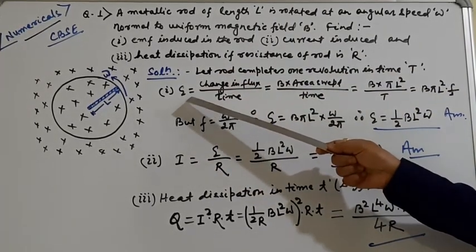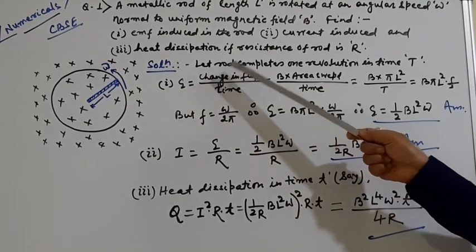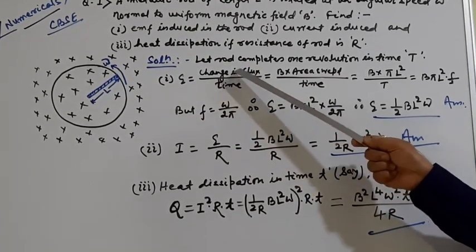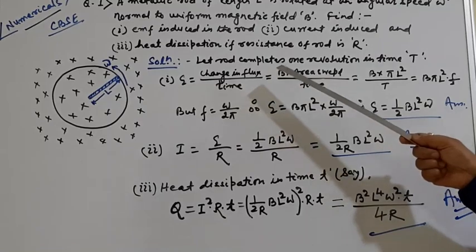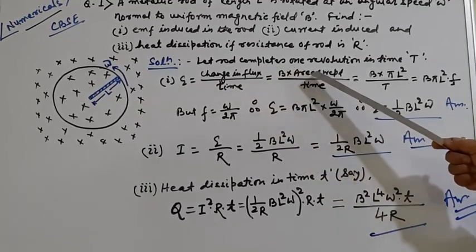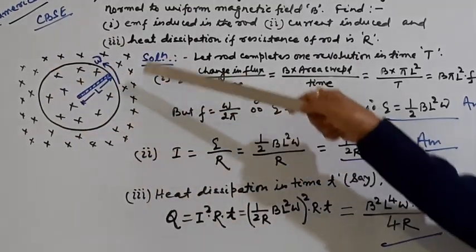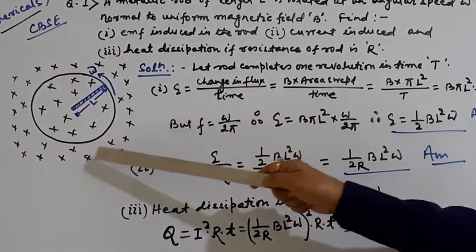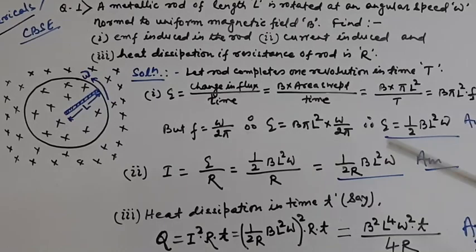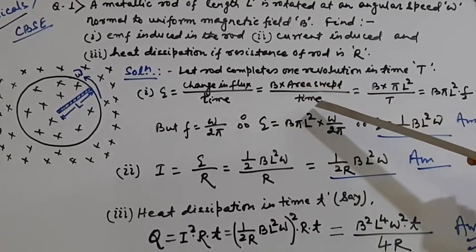So induced EMF is what? Induced EMF is equal to change in flux by time, and change in flux is equal to how much? Magnetic field into area swept. Area swept means the area swept out by this rod in this normal magnetic field. It is shown by this cross line. So B into area swept by time.